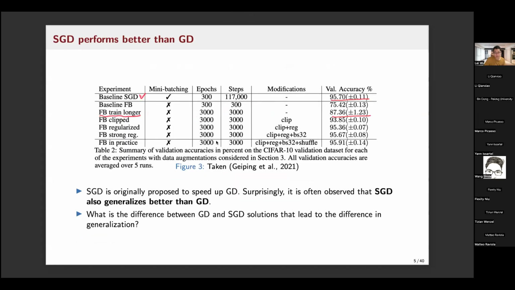Even more mysteriously, in practice we find that SGD performs better than GD. For example, in this table, it's illustrated that SGD has accuracy of about 95%. However, full-batch GD, with well-tuned learning rate, step size, and number of epochs, can only achieve about 87% accuracy, which is much lower than the accuracy yielded by SGD. SGD was originally proposed to speed up GD in terms of computational cost. However, in practice it is also observed that SGD often generalizes better than GD. So another question in this talk is to explain what the difference between GD and SGD is that leads to the difference in generalization.